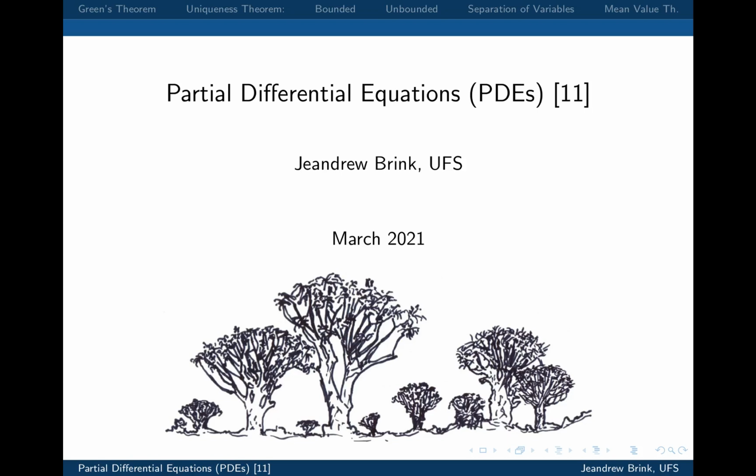Today what we're going to do is look at Green's theorem as an introduction to uniqueness theorems and Green's functions. Then we're going to look at it in several examples on bounded domains and unbounded domains. We're going to look at another technique called separation of variables, just an introduction to it. We'll have other lectures on it because it's a very important technique. And finally, we'll prove the mean value theorem for Laplace's equation in 2D.